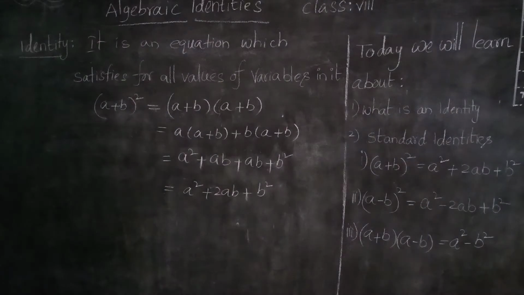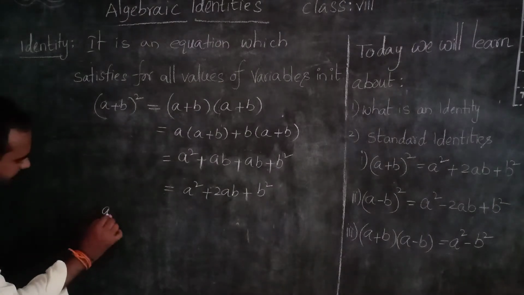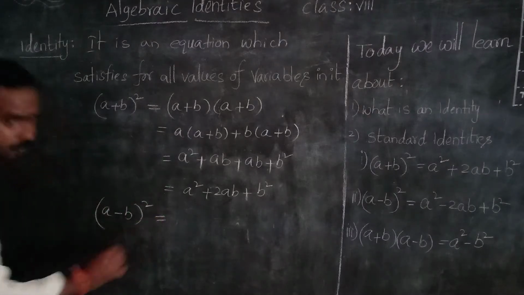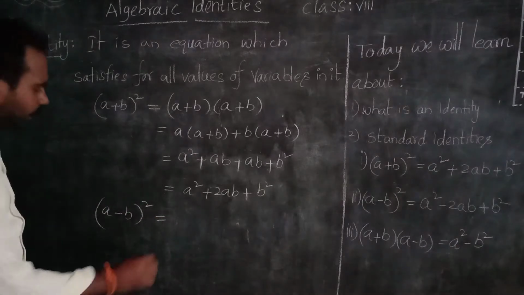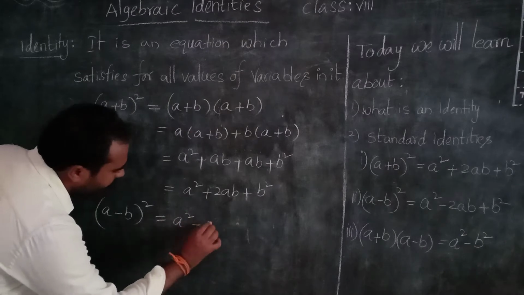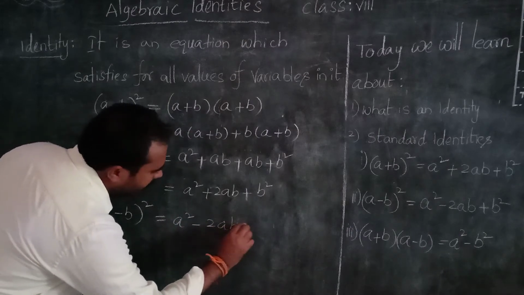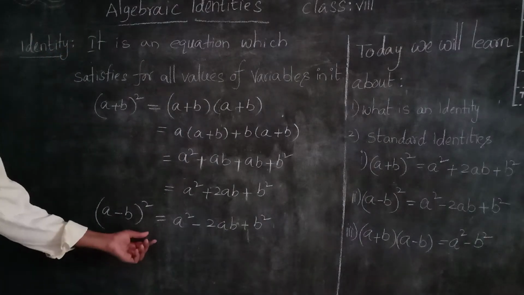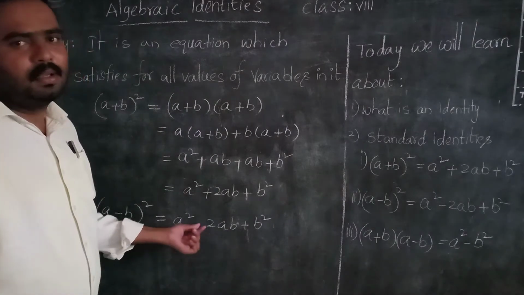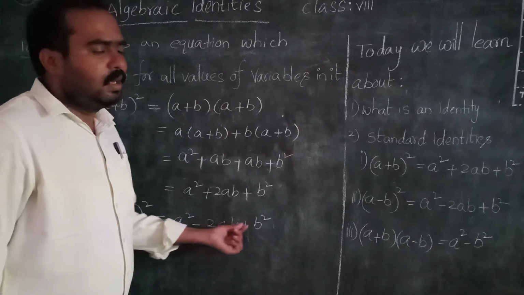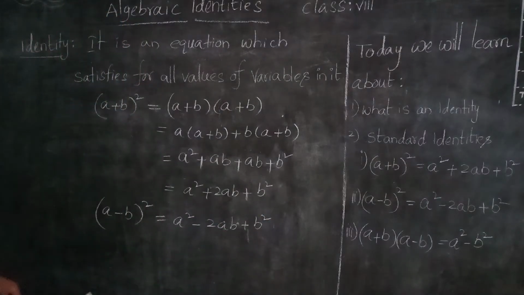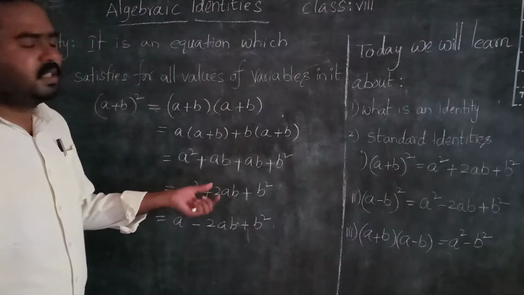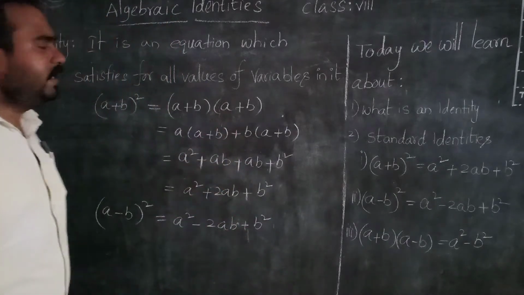Similarly, we can write (a minus b) whole square. So (a minus b) whole square is equal to a square minus 2ab plus b square. Now I am going to give some example problems on these two identities.